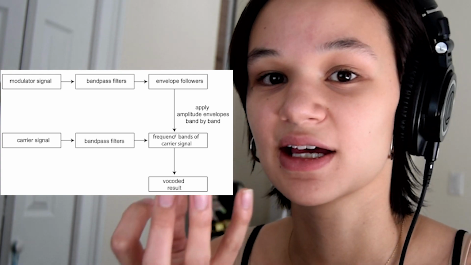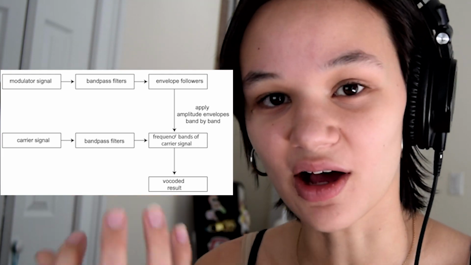Okay, so for starters, it can be helpful to understand what exactly a vocoder is. To put it as simple as possible, it's made up of two elements. You have a carrier and a modulator. A vocoder will take a carrier sound and then alter it using the tonal information of the modulator.